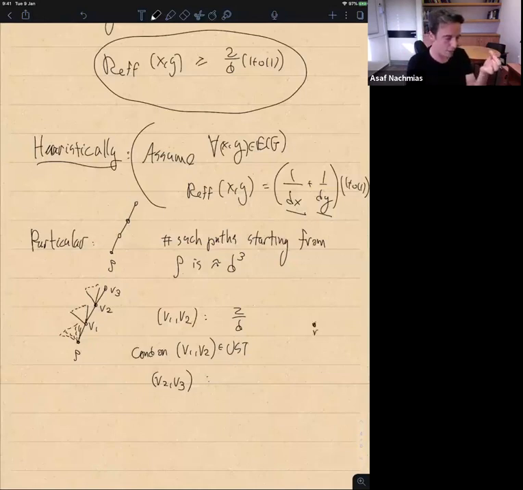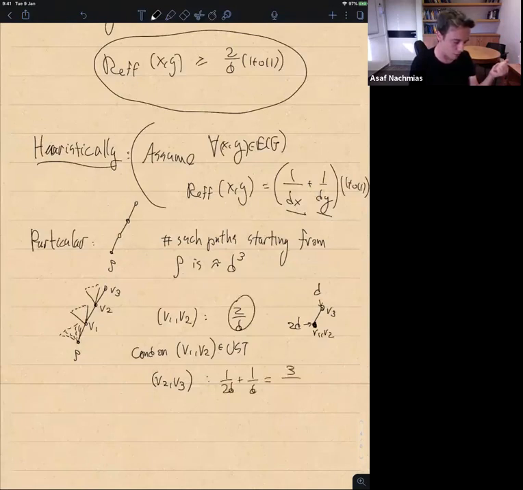So once I contracted v1, v2, now I have a vertex which is both v1 and v2, and I have a v3. I'm asking, what is the probability that this edge is open? If you again believe my assumption, the degree of this vertex is 2d, and the degree of this vertex is d. So we had 2 over d, and now we're going to have 1 over 2d plus 1 over d, which is 3 over 2d.